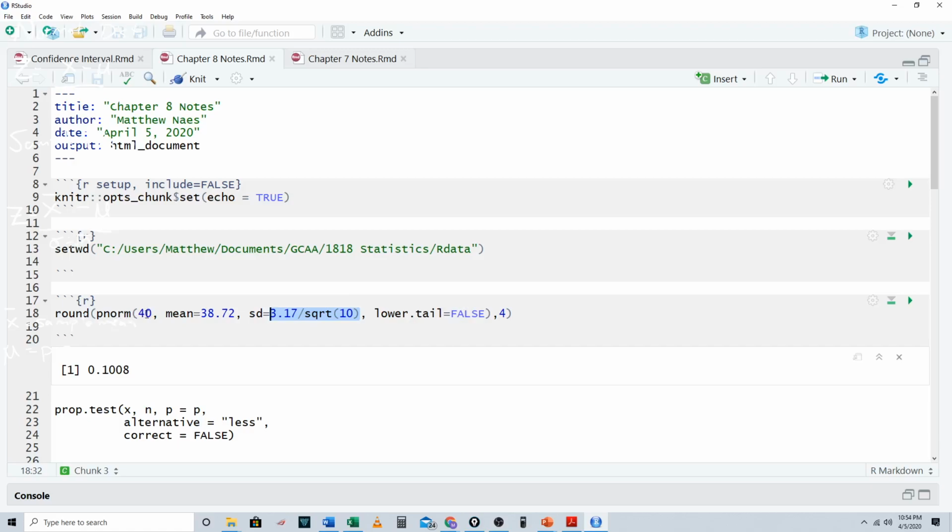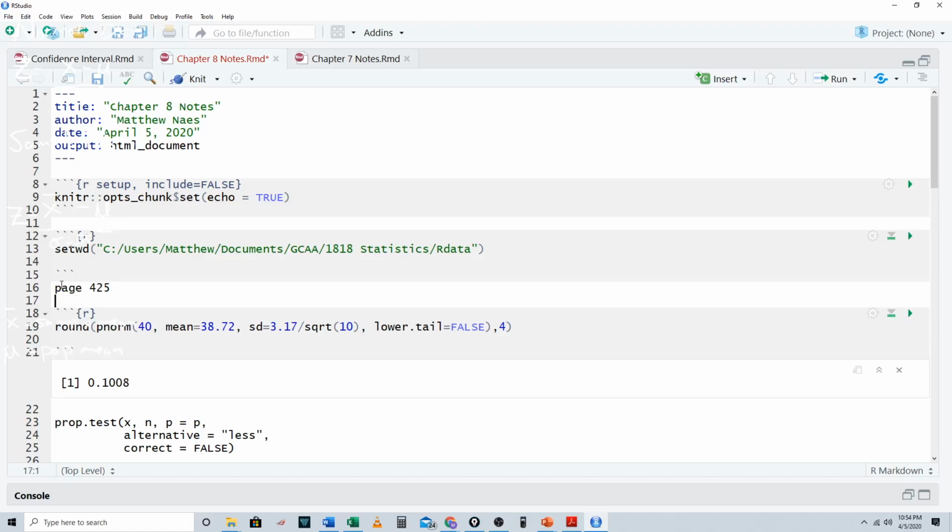This question, I used a question from the book. If you want to find this question, this is on page 425. I'll put this in the notes. Page 425, and this is example 4.